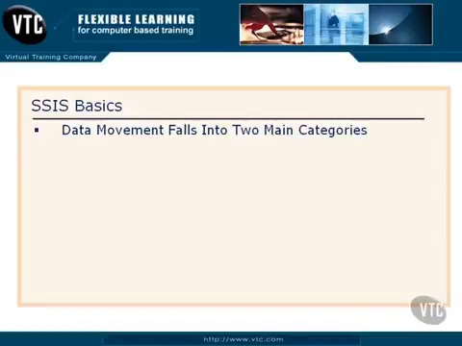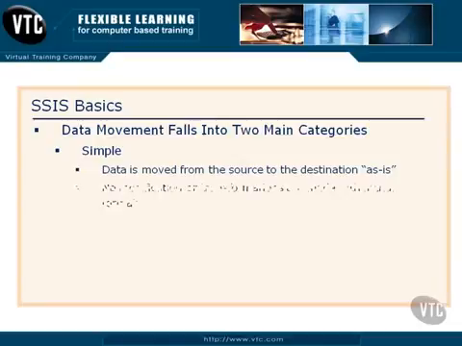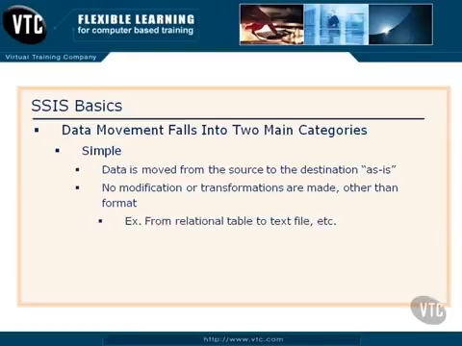Now, data movement in SQL Server 2012 falls into two main categories. Simple, and this is where we're going to grab the data from the source, move it to the destination as is. We're not going to make any changes or modifications, transformations, none of that. We're just going to grab it where it is, move it somewhere else. I'll show you an example later on in a little demo. We'll take data from a relational table down to a text file with comma-separated values, and then you could just as easily take that text data, load it into a relational table, and even create the relational table on the way. But that's a simple data movement. The data is copied just as is.